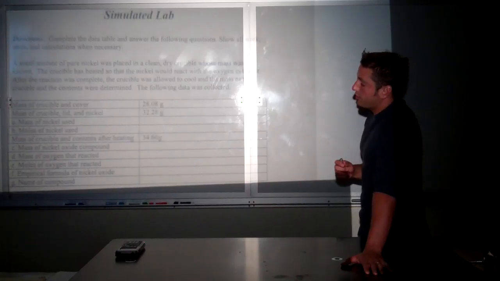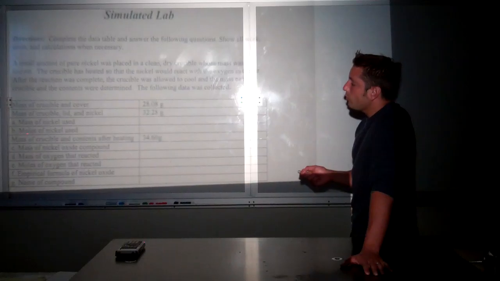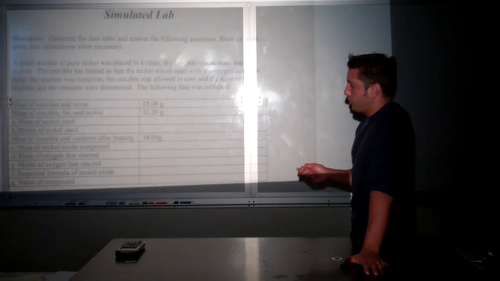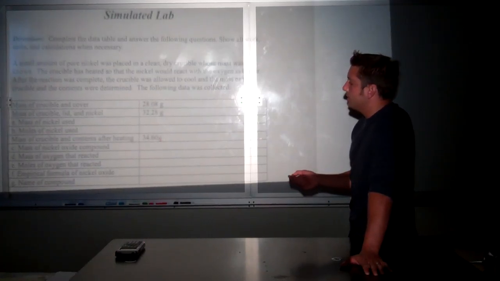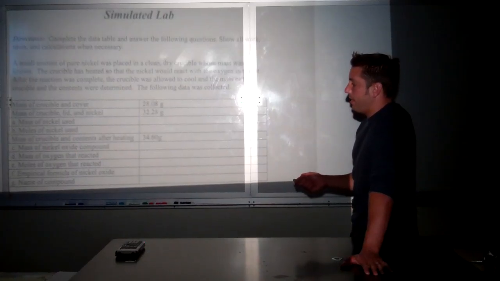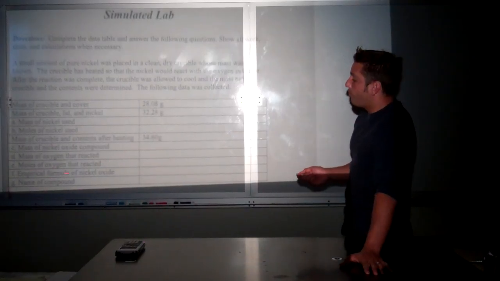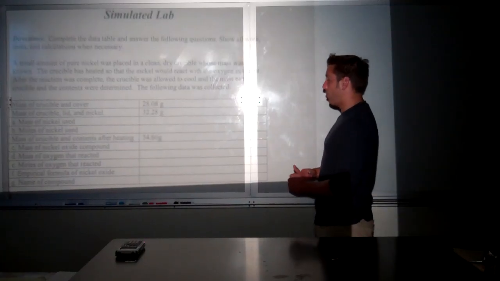Some questions I want to know: what is the mass of the nickel used? How many moles of the nickel was used? I've given you the mass of the crucible and the contents after heating to a constant mass. And then I would like to know, what is the mass of the nickel oxide compound? What is the mass of oxygen that reacted? How many moles of oxygen reacted? What is the empirical formula of the nickel oxide? And what would be the name of that empirical formula?